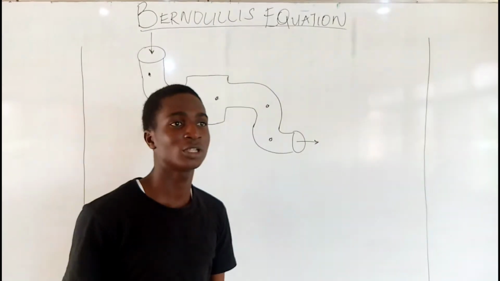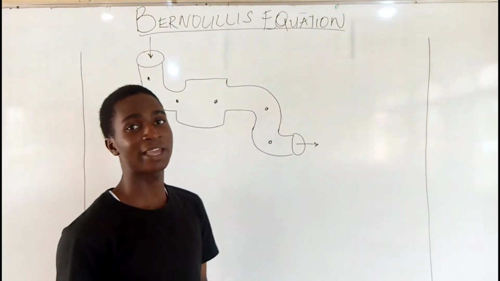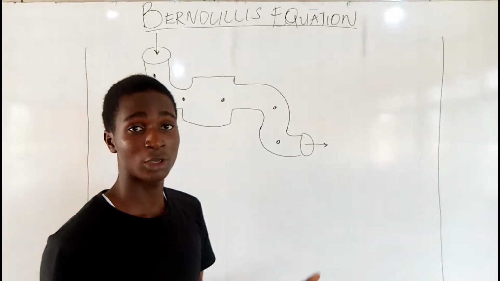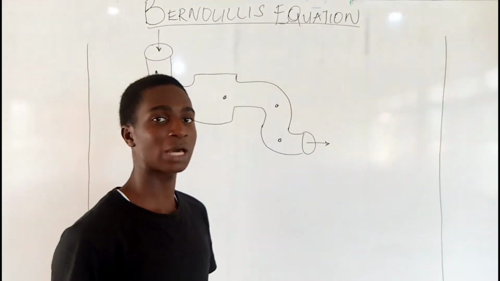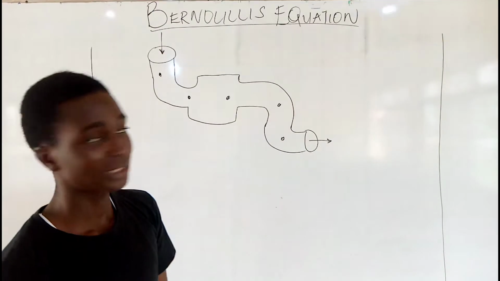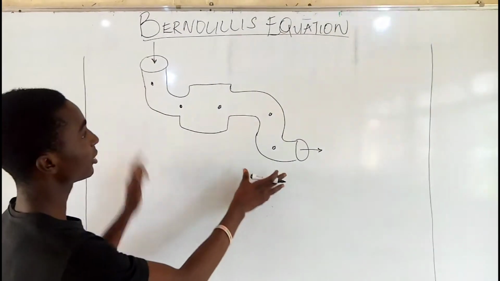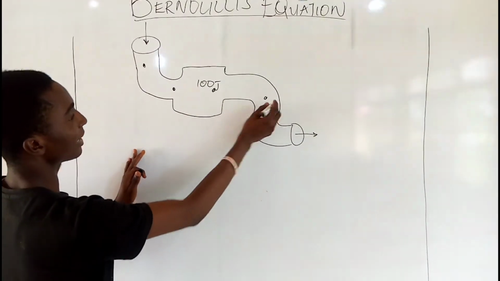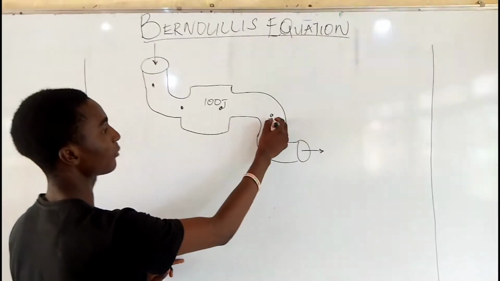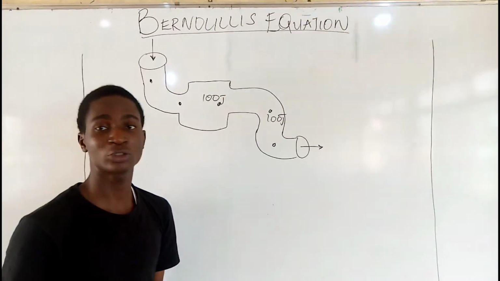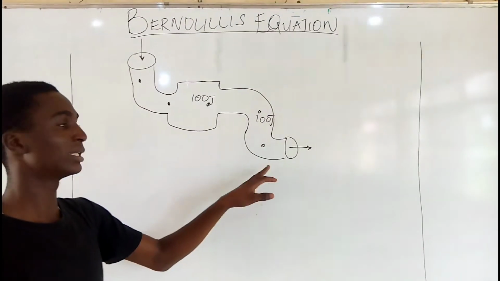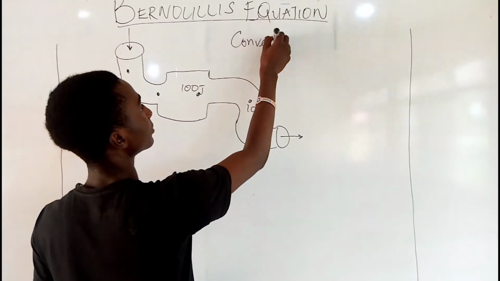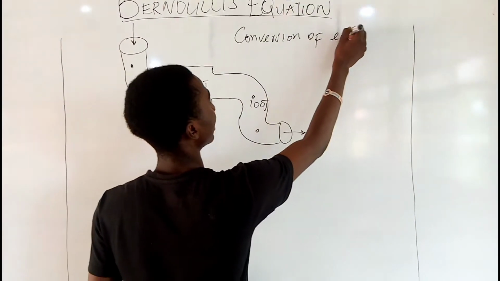Bernoulli's equation deals with conservation of energy, and the law of conservation of energy says energy can neither be created nor destroyed but can be transferred from one point to another with the average particle remaining constant. That is to say, at each point in this pipe, if I'm having 100 joules of energy here, also at this point I'm to have 100 joules. That is the law of conservation of energy. At every point I'm having the same amount of energy. So it is based on the law of conservation of energy.